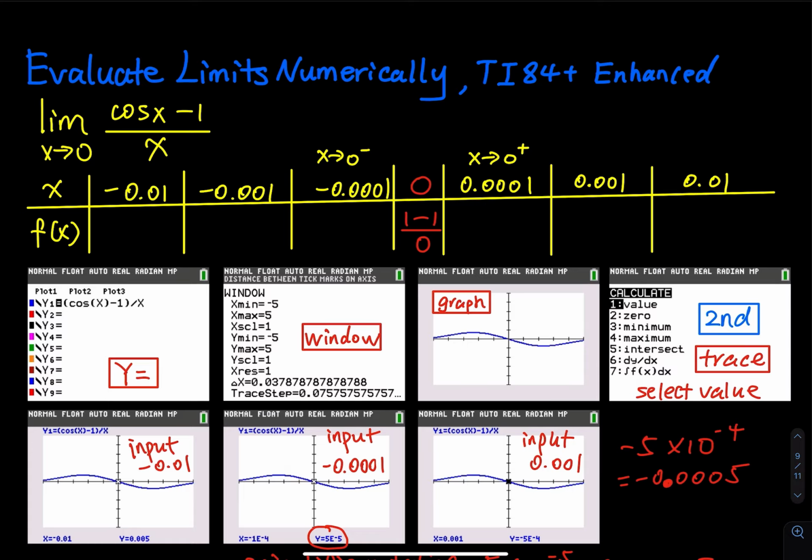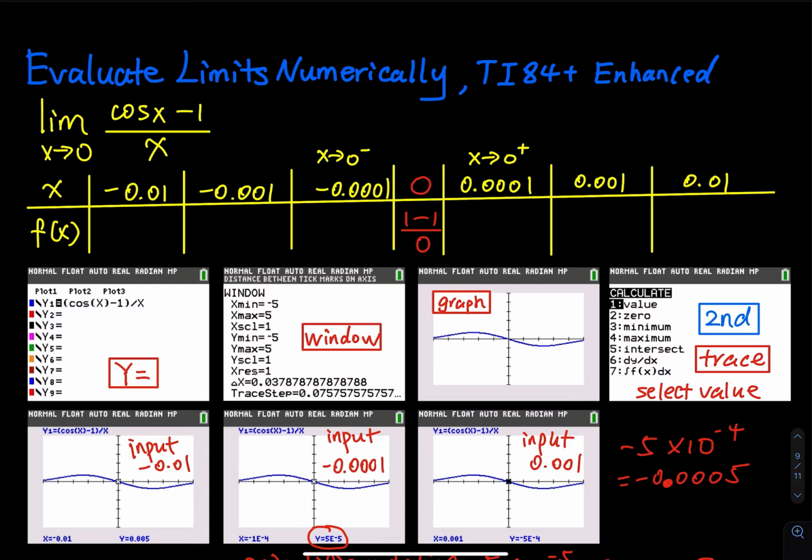And then the window. You click the window key. Here is the window that I use, and then most people will just go ahead and hit graph. All right, you hit graph. It looks like there is no vertical asymptote. But that is not what we need to worry about. We need to worry about function evaluation, so there is a way to do it.